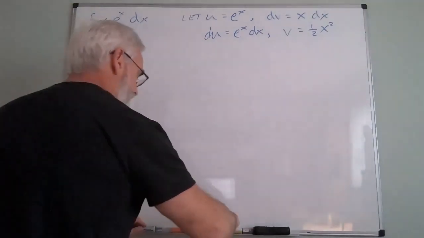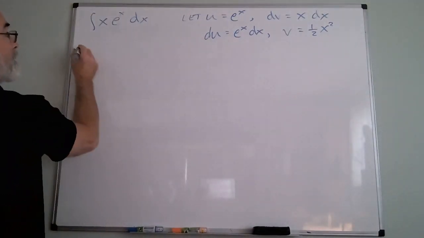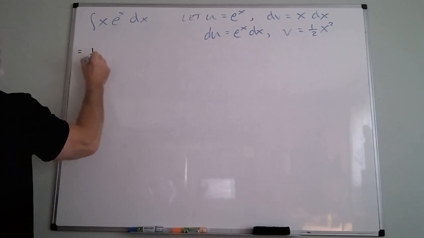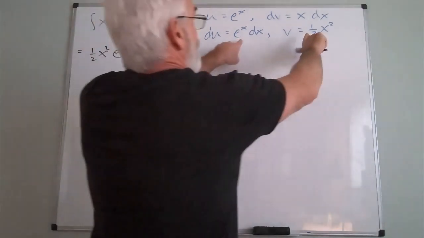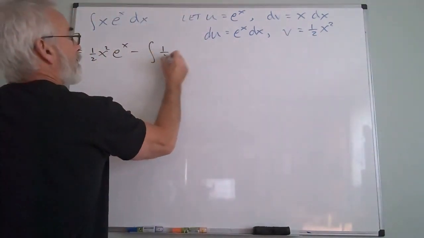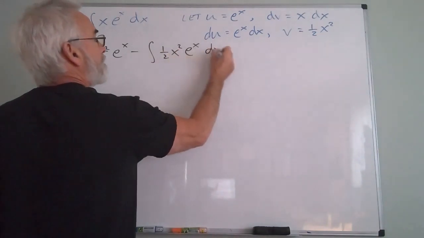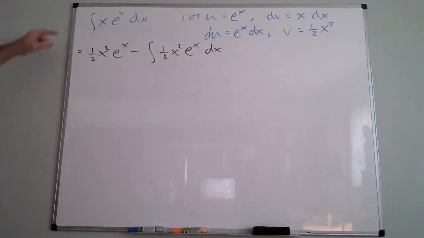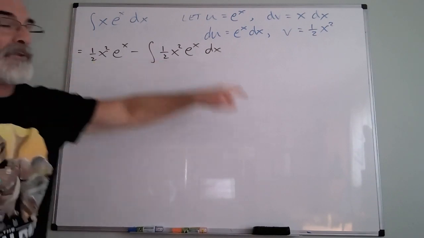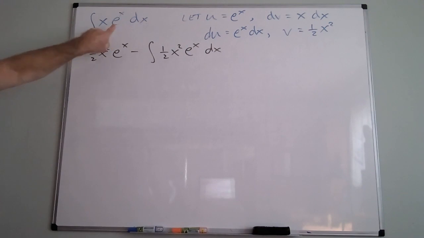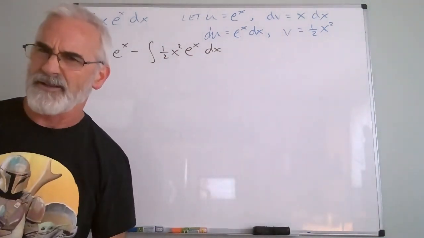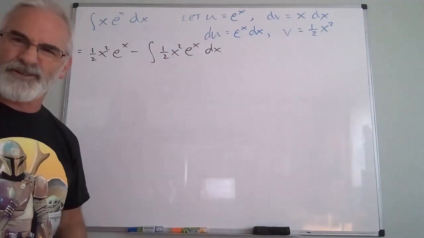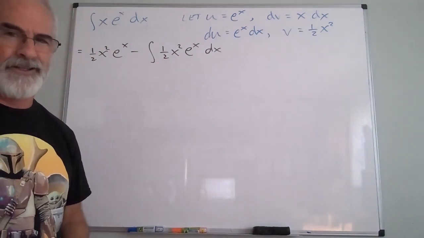And so the next thing we write will be uv. So this is equal to u times v. So 1/2 x squared e to the x minus the integral of v du. So minus this integral. So minus the integral of 1/2 x squared e to the x dx. Okay, it is an absolute that this quantity here is equal to this quantity here. We couldn't integrate this because we have a product of two things, one of them being an x. Notice that we now have a new integral with the product of two things, and now we have an x squared. That feels like this got worse. It feels like this got harder.